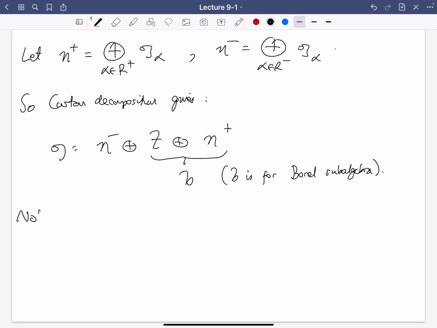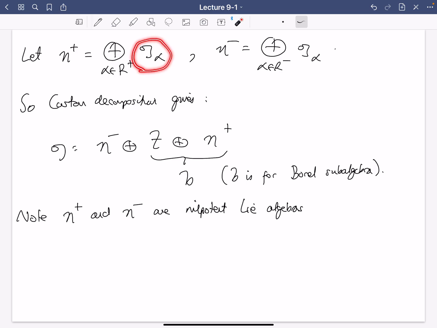And let's note that n plus and n minus are both nilpotent Lie algebras. You see, if you've only got positive roots, if you take two positive roots, g alpha and g beta, their bracket is g alpha plus beta, you never get to zero. You get higher positive roots when you do that. And so it follows easily that all of this is a subalgebra, and all of its elements are ad nilpotent. So it's a nilpotent Lie algebra by Engel's theorem.